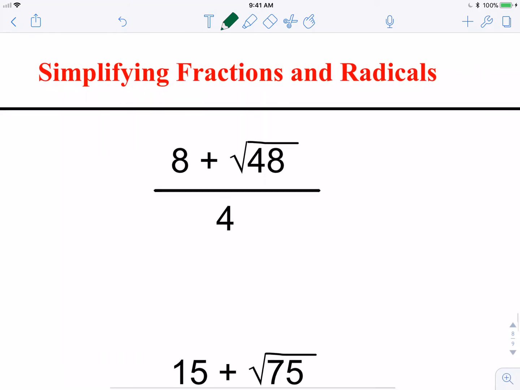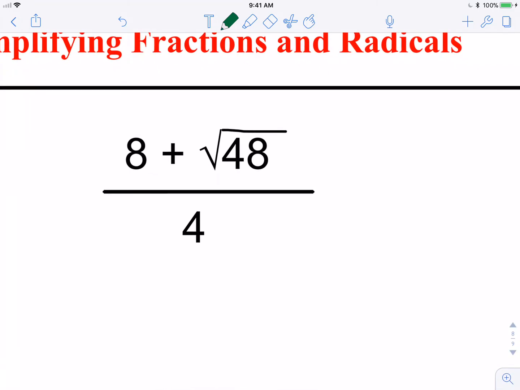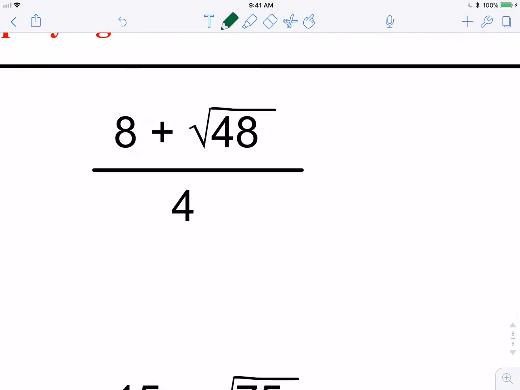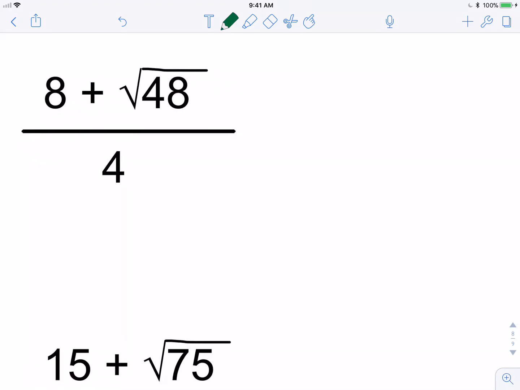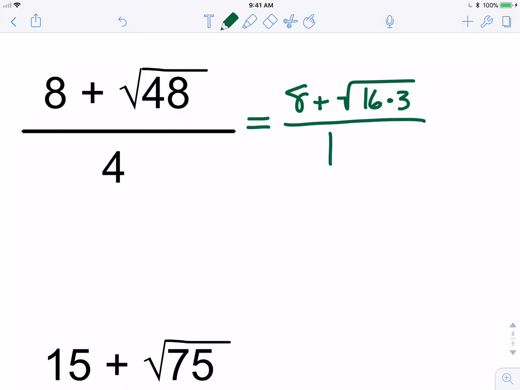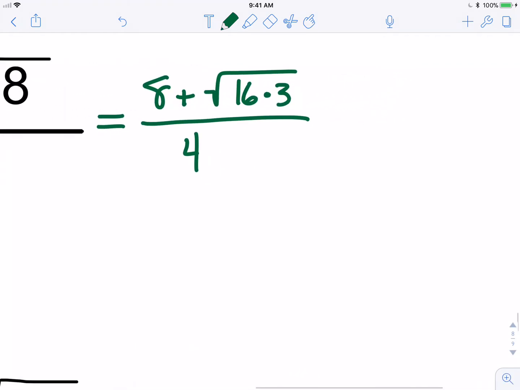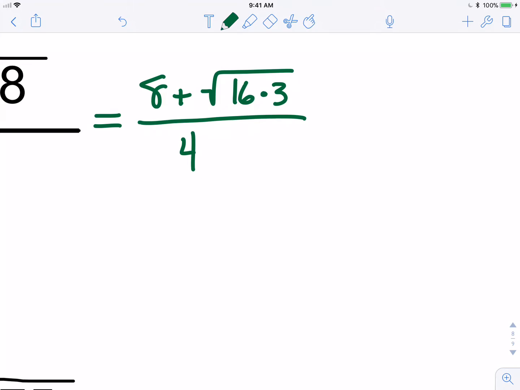Okay, and this is what I really wanted to focus on. Problems like this. So we have 8 plus radical 48, all over 4. So right away, and this is going to make a connection to quadratic formula problems that we'll see probably in a few weeks, we just start doing what we know. 48, 16 goes in 3 times. So I'm going to write it as radical 16 times 3.